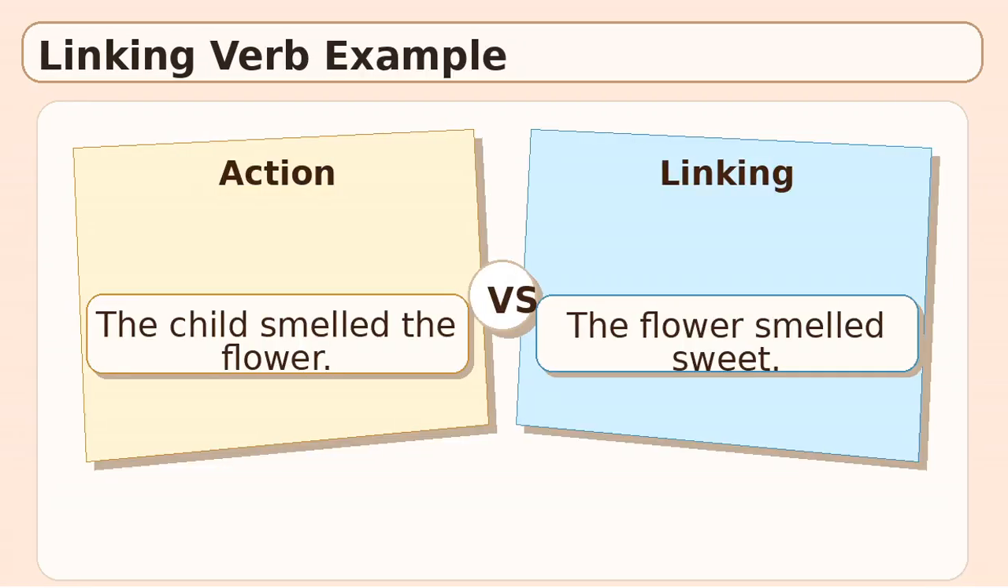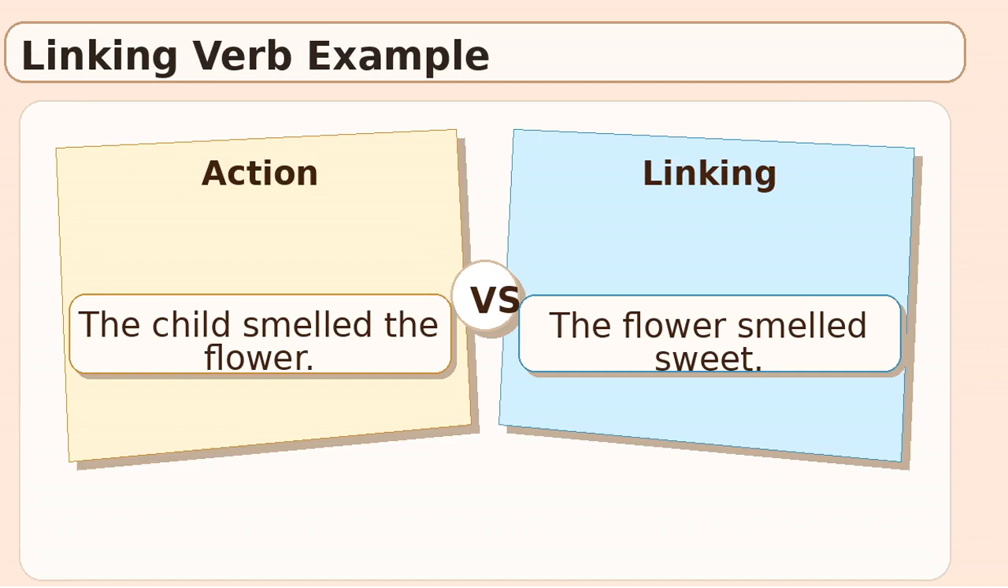Compare the two examples carefully. In "the child smelled the flower," smelled is an action verb because the child performs an action on the flower. But in "the flower smells sweet," smells is a linking verb because it connects the subject flower to the quality sweet. The same word can act differently depending on how it is used in the sentence.